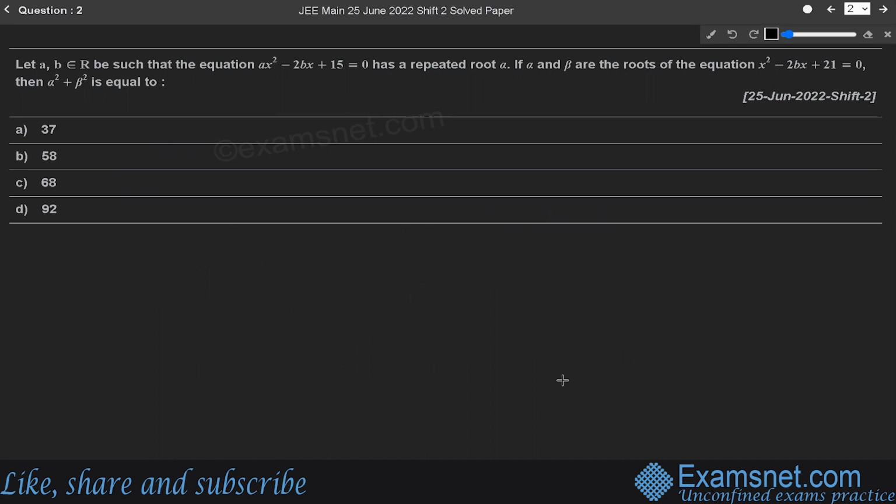Next question is: let a and b belong to R be such that the equation ax² − 2bx + 15 = 0 has a repeated root α. If α and β are the roots of the equation x² − 2bx + 21 = 0, then α² + β² is equal to? So, it is given that the equation ax² − 2bx + 15 = 0 has a repeated root. So b² will be equal to 15a, and a will be equal to 15/b.